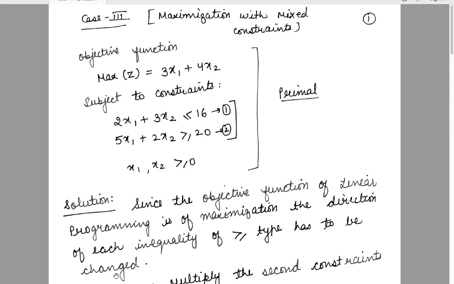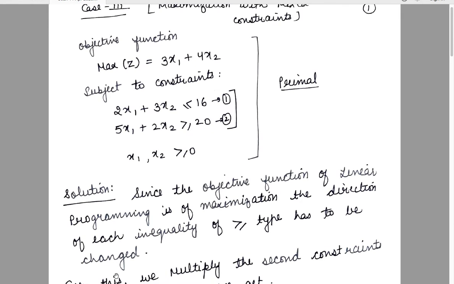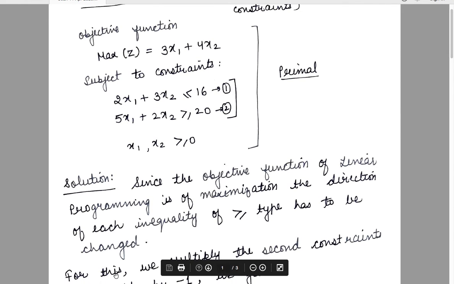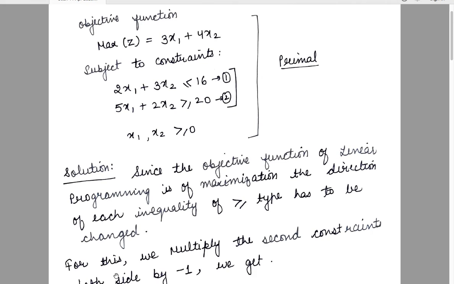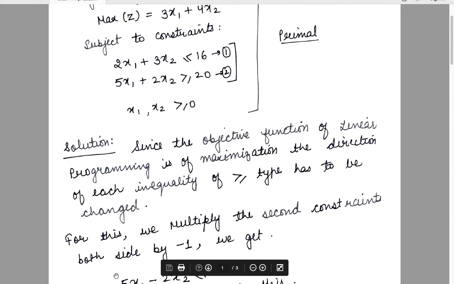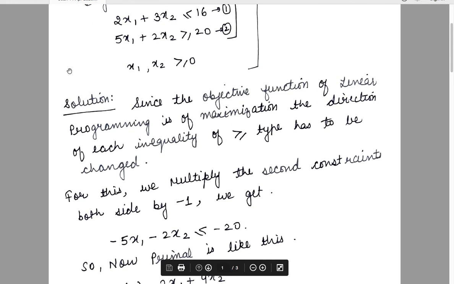How will we convert it? To convert the second constraint in less than equal to, we will multiply this constraint with minus 1 to both the sides, LHS and RHS. So in the solution you can see I have written, since the objective function of linear programming is of maximization, the direction of each inequality of greater than equals to type has to be changed. For this, we multiply the second constraint both sides by minus 1. So by this we will get, here you can see this is the second constraint. I am multiplying this constraint with minus 1 so that I can change the sign.